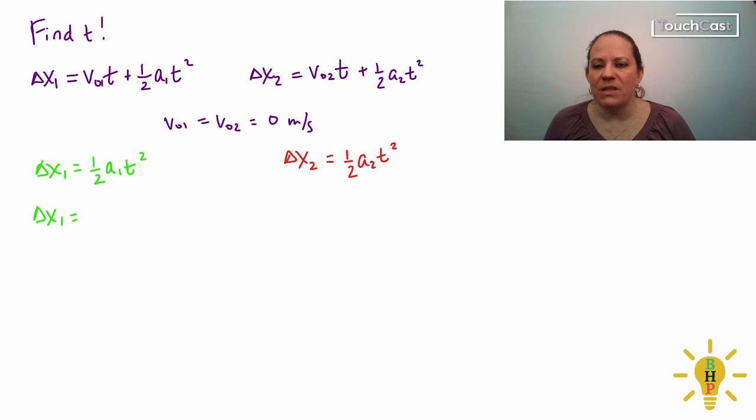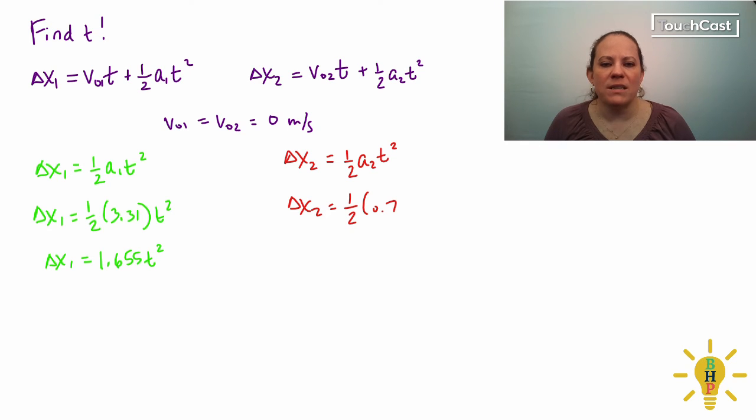So we found a couple slides ago that the acceleration of block 1 was 3.31 meters per second squared. So delta x1 is going to be 1.655 t squared. And we'll do the same for block 2. And its acceleration was 0.732. And that means that the displacement of block 2 can be found with 0.366 t squared.